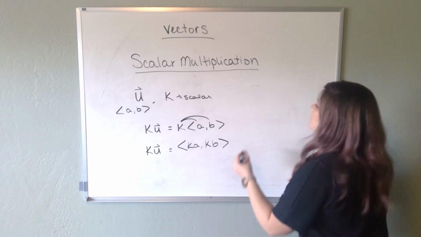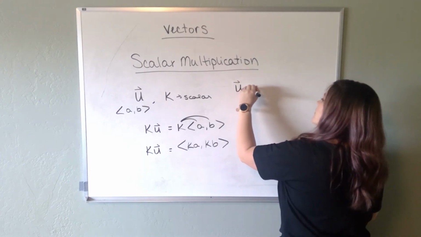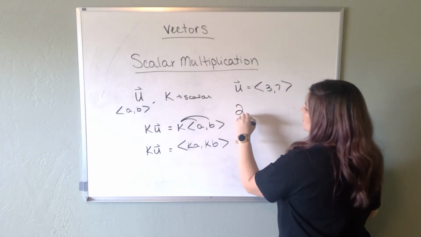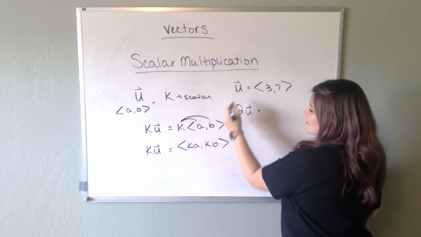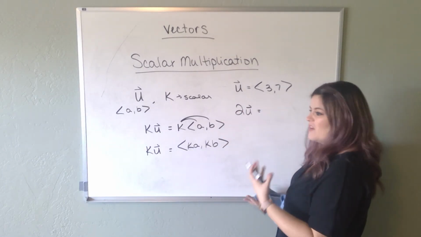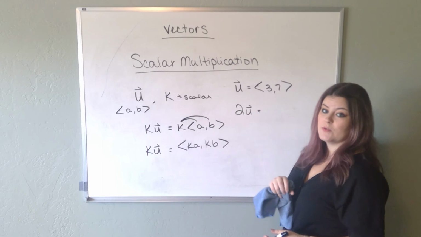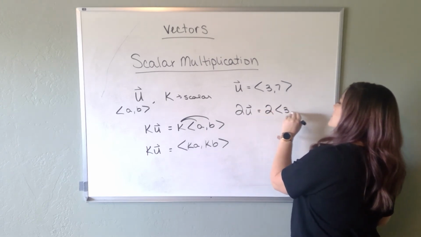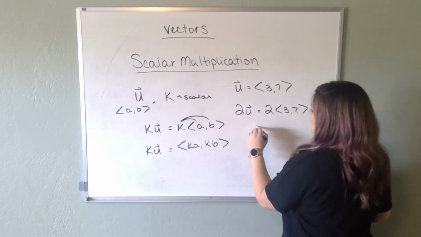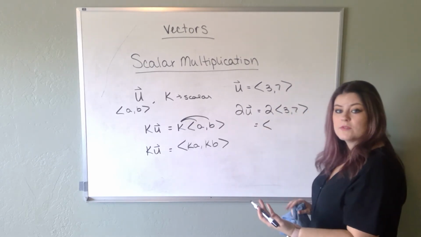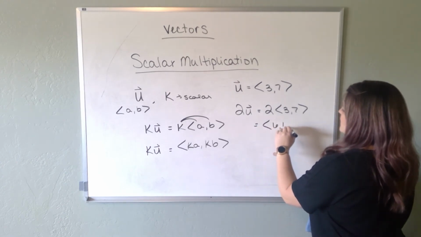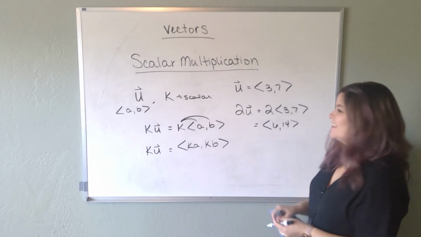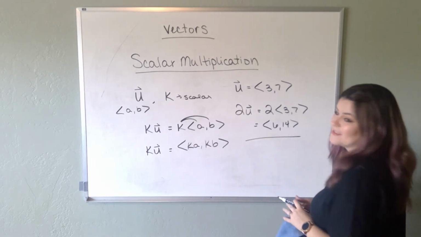Let's look at an example. If I tell you that u is 3, 7, but I want you to find 2u. Notice 2 is a scalar. It's just a number. It's not representing a vector or anything else other than just being a 2. 2 times the vector u is 2 times the components 3, 7, and multiply each of those numbers by 2, and you'll get 6, 14. And there's 2u, and that couldn't be easier, right? This is kind of nice to have something easy.